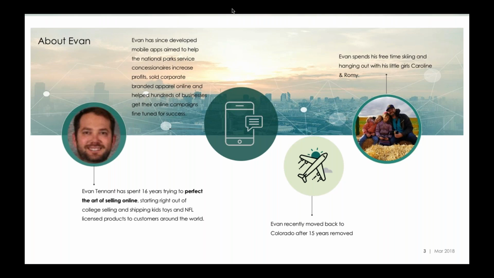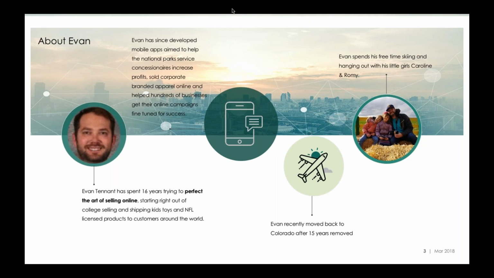A little bit about me is on this page. I don't really know what to say. This picture is fuzzy and awesome. It's a cute picture of my girls. Happy to be back in Colorado. E-com has been a big part of my life since I graduated college. I've done everything from packing boxes to owning my own operation that made some of my hair gray. So looking forward to getting into this.